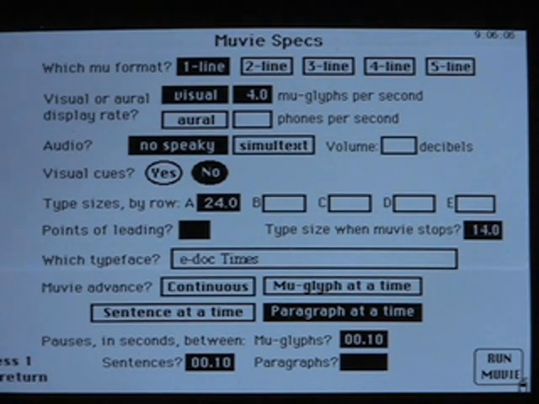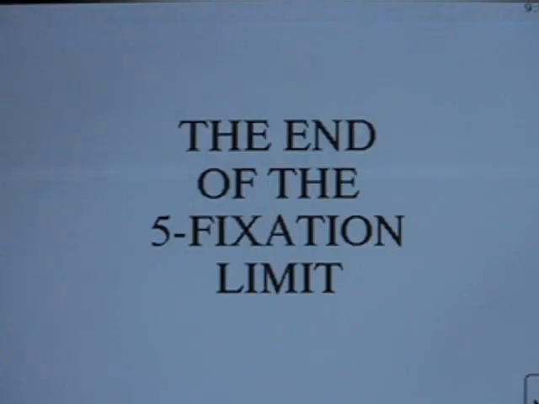This specification panel shows the parameters that are set for the first movie you will see. It will be a one-line movie presented at a visual display rate of 4 images per second with no speech sounds and no visual cues, and set in 24-point type. Its title is The End of the 5 Fixation Limit.